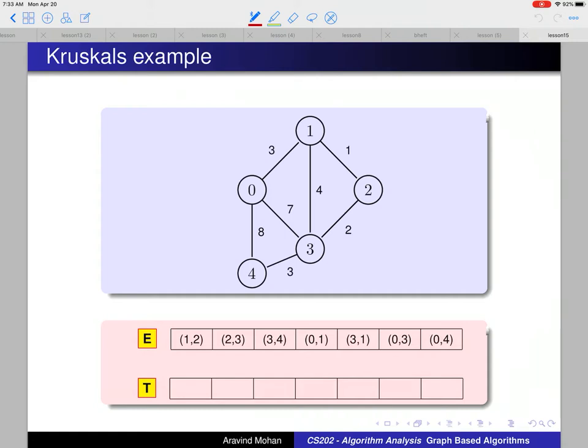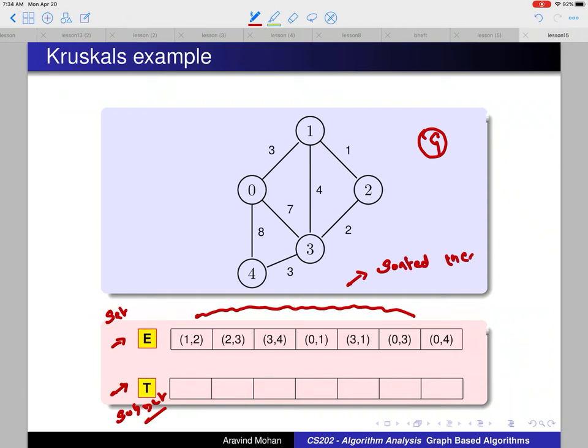Let's pick an example here. Let's say we are given this graph G, again a connected, undirected, weighted graph. So we simply pick two lists here. One is for the edges, which I'm going to call the edge set. And the other one is a subset of this edge set, T. So let's call this a subset. You can see that the edge set has all the edges sorted in increasing order.